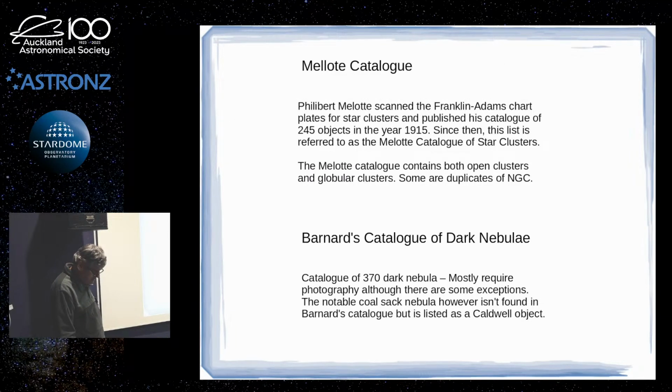You might also come across a list of objects called the Melotte catalogue, and these are basically star clusters, not nebulae. And there's also Barnard's catalogue, which is a bit different. Instead of being bright nebulae, they're dark nebulae. So, for example, in the Milky Way, you see a lot of dark areas. All of these have been catalogued by Barnard, 370 different ones.